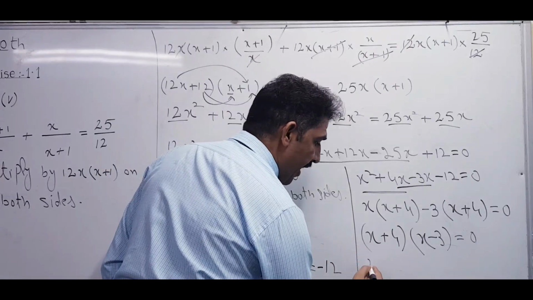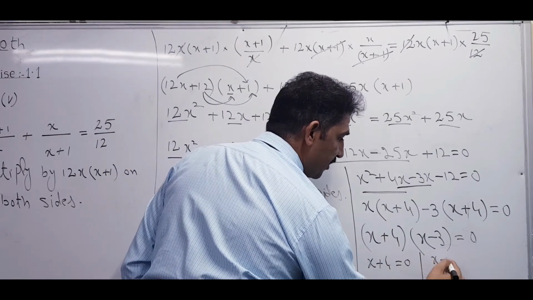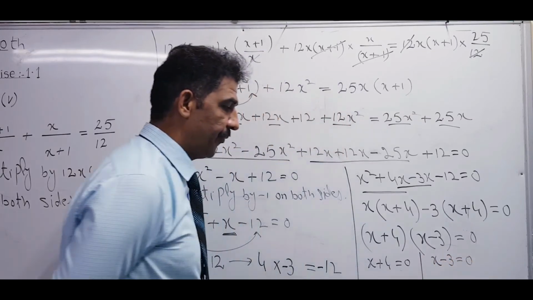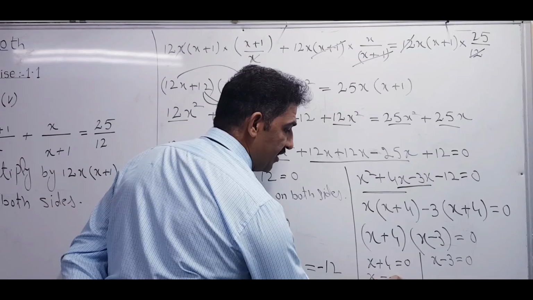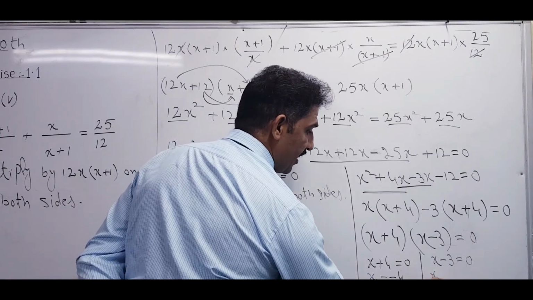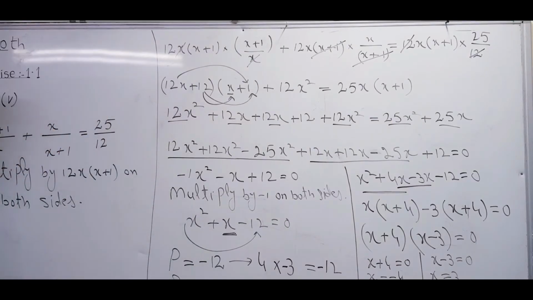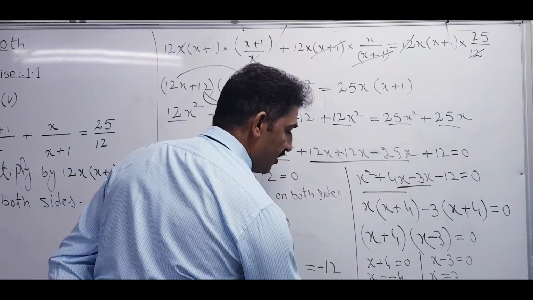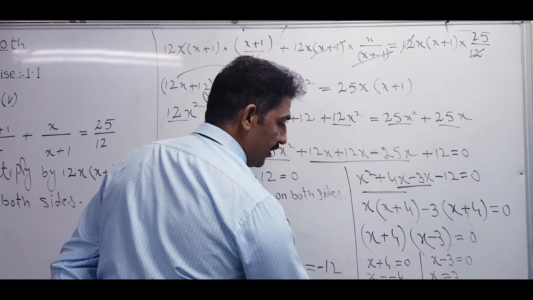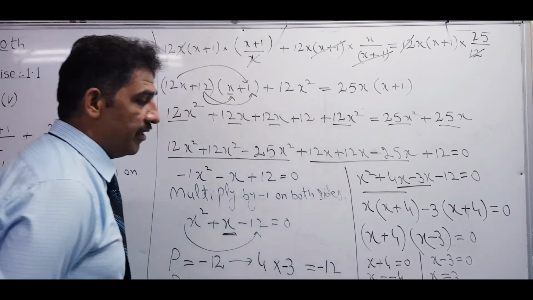So it will be x plus 4 equal to 0 or x minus 3 equal to 0. So what is the value of that one? X is equal to minus 4, and here x is equal to 3. So the final answer you have to write in the form of a solution set. In the form of a solution set, what will you write? The solution set, S, describes that. Solution set is equal to minus 4 and 3. That is our final answer.